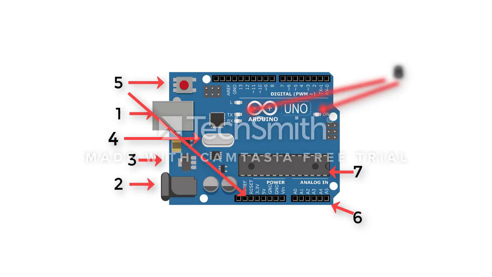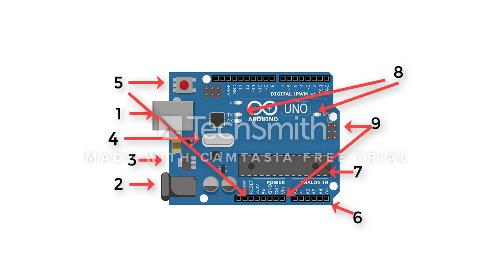Number 8. The power and transmission reception LEDs. Well, the power LED lights up when the Arduino board is plugged into your PC or some sort of power source. The transmission and reception LEDs light up when there's a corresponding communication going on. The speed of the transmission or the reception LEDs depends upon the baud rate selected.